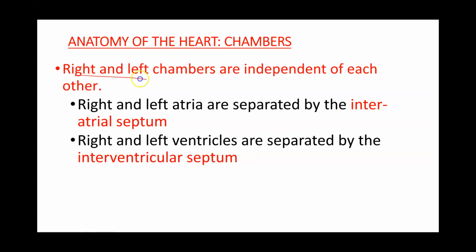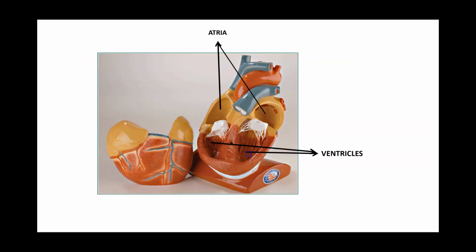Notice that the right and the left chambers are independent of each other, so blood should never mix from right to left. They're separated by walls called septums. So the interatrial septum and the interventricular septum should separate the atria, right and left atria, from right and left ventricles. And this is from a laboratory model.